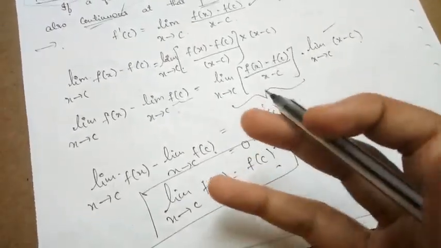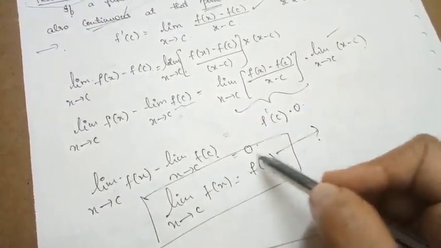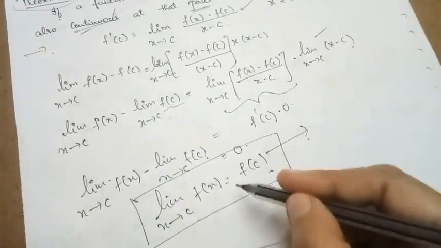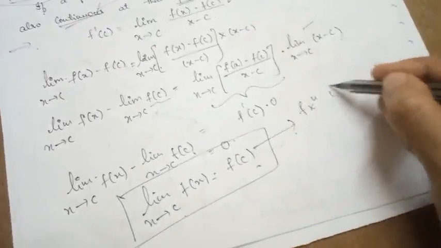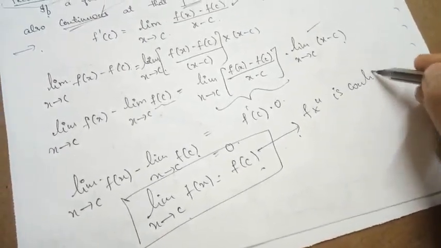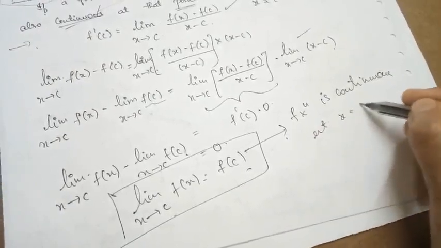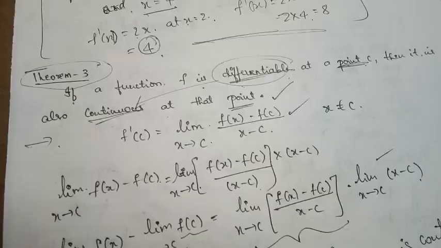If we apply the limit for a given function and the limiting value is equal to the value of the function at the given point, then we say that the function is continuous. So what does this imply? This implies the function is continuous at x equal to C. By the definition of continuity, we can say the function is continuous at x equal to C. So that is what we needed to prove the theorem.